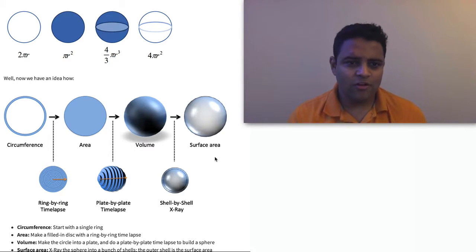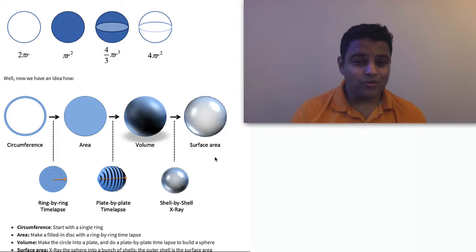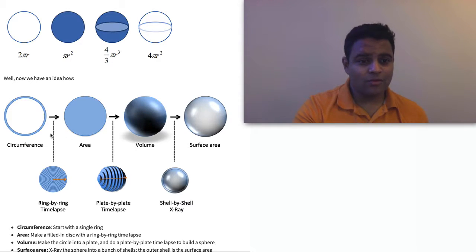And now we've got our surface area. So at least intuitively, and now we have a pretty good metaphor for how we would describe the process of going from one of these equations into the other. So going from 2 pi r all the way to 4 pi r squared.